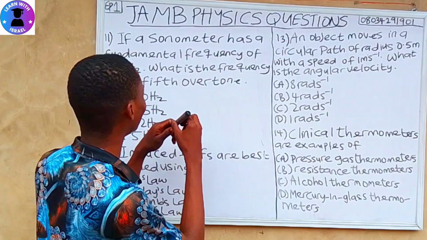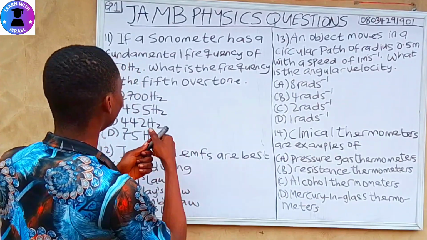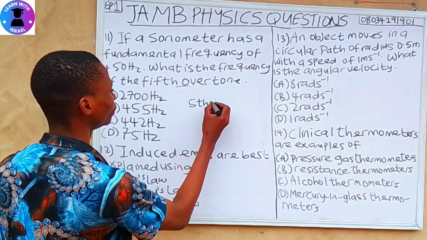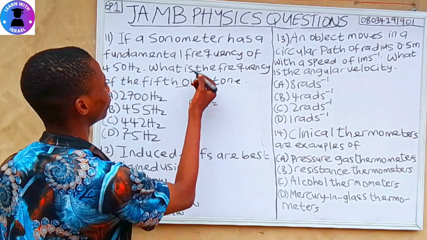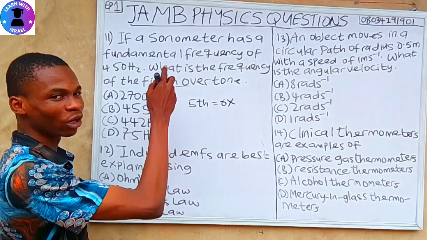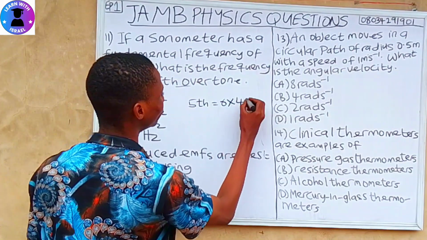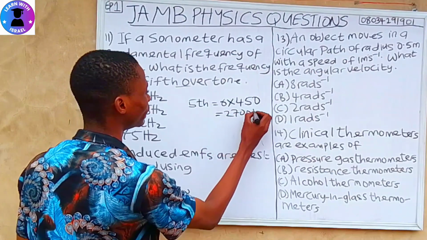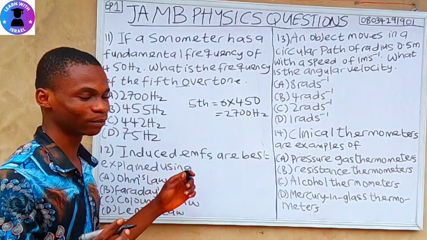So if you see this kind of question, the first thing to do is to note the overtone. It is fifth, so our fifth overtone equals 6 multiplied by the fundamental frequency. So 6 multiplied by 450 is 2700 Hz. As you see, guys, very simple.